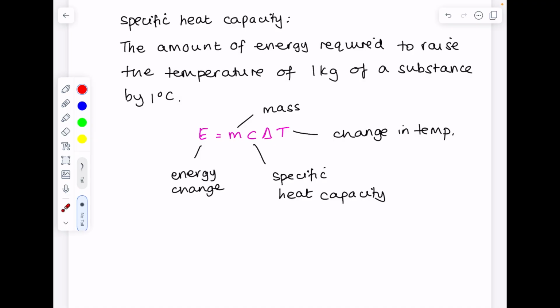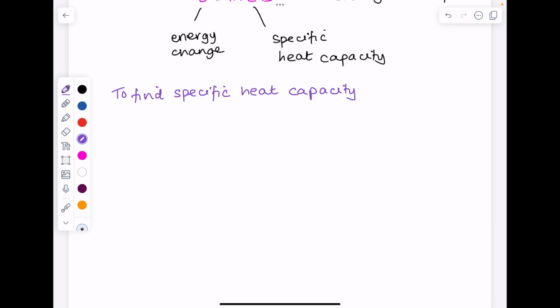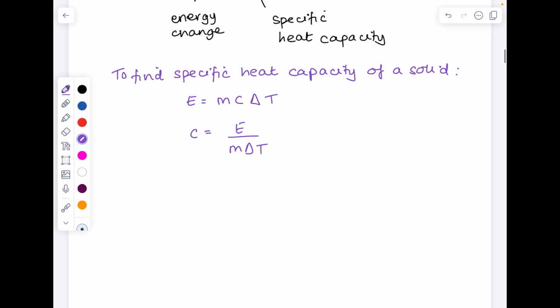Now it's possible to experimentally determine these values, so I'm going to start by showing you how you can find the specific heat capacity of a solid followed by a liquid. So always bear in mind your equation, E equals mc delta T. Because we're after specific heat capacity, we'll want to find C. So just make sure you rearrange that equation appropriately. So it's energy change over mass times by the temperature change. So we need to use an experiment in order to find E, M and delta T, which will enable us to find C. So I'll go through those steps now.